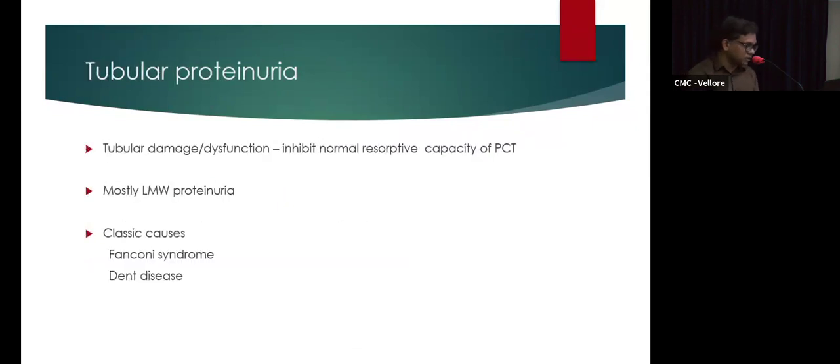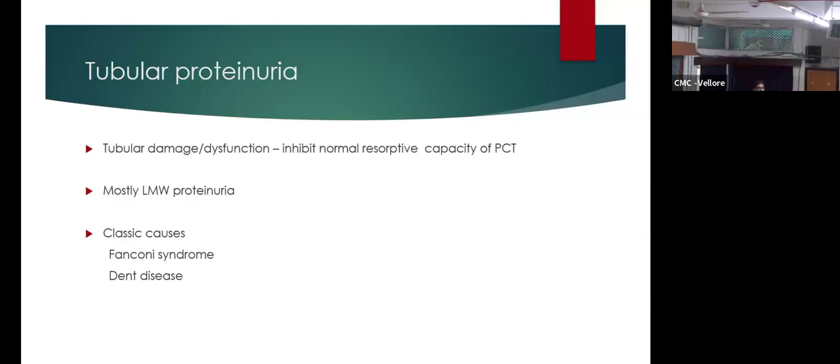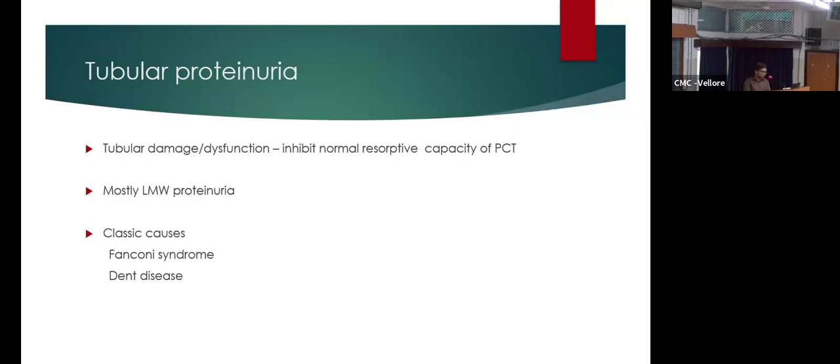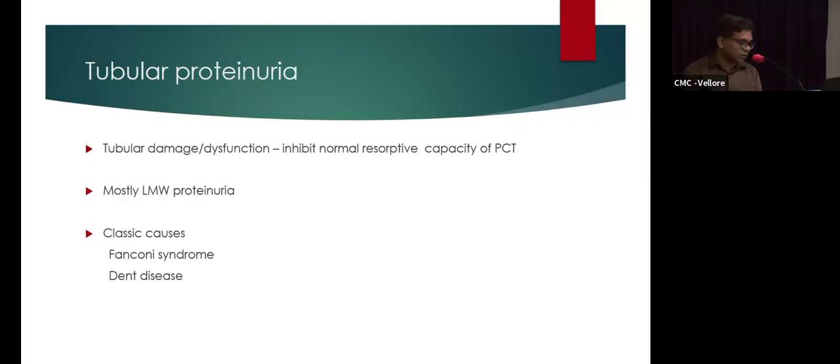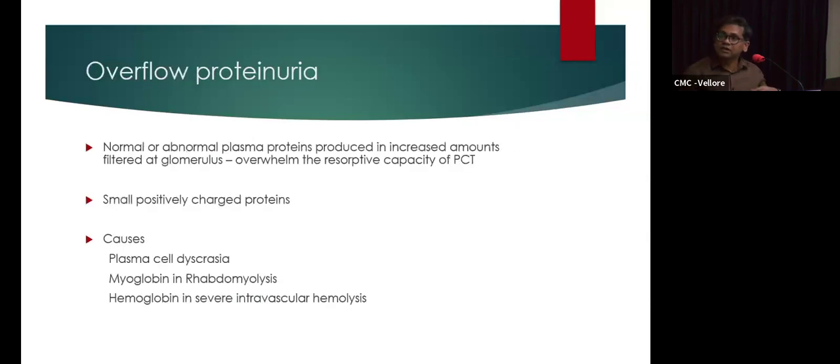Tubular proteinuria is because of damage to the tubules, and as I told you, in patients with glomerular disease, or even patients with tubular diseases, the capacity of the proximal tubules to absorb the protein is inhibited, and that's why there is tubular proteinuria. It's mostly low molecular weight proteinuria, like alpha 2 microglobulin, and the causes include Fanconi syndrome and Dent disease. Overflow proteinuria, I told you, is like plasma cell dyscrasia, myoglobin, and hemoglobin.